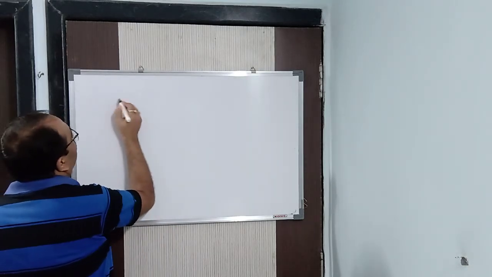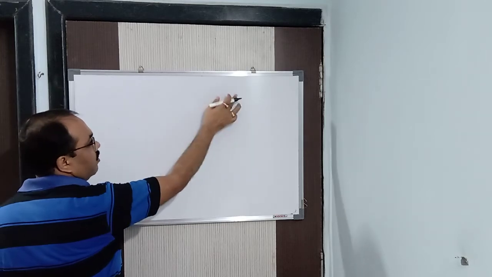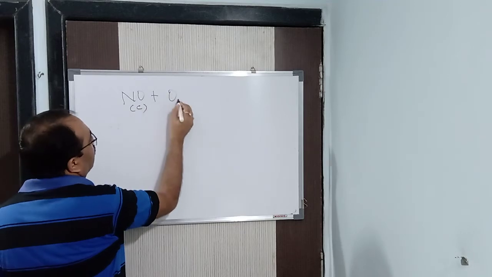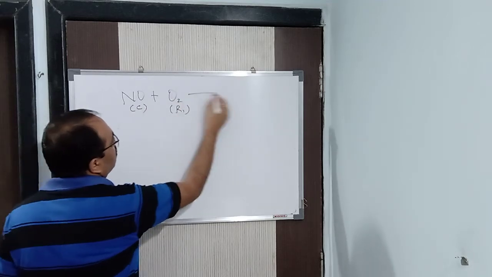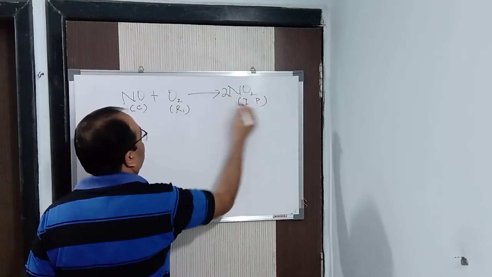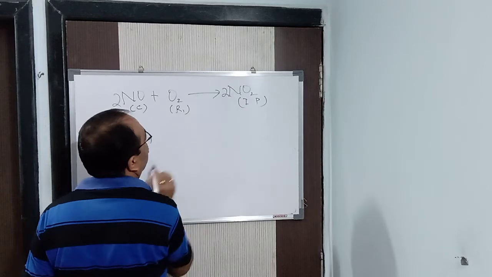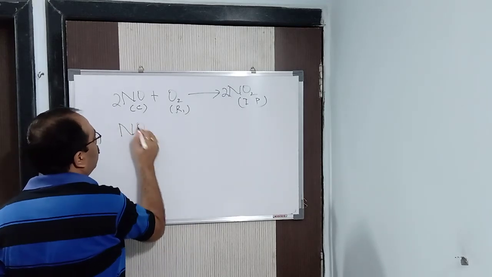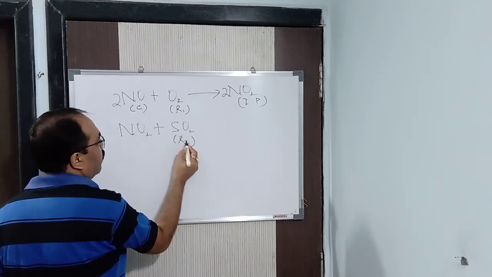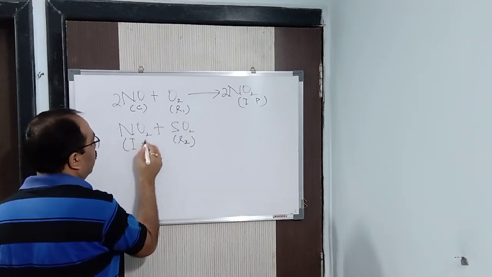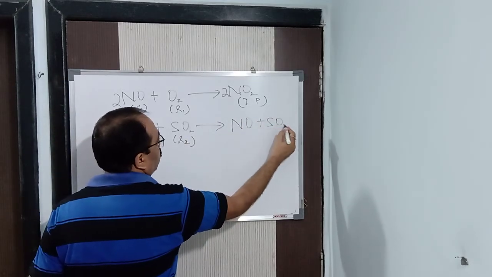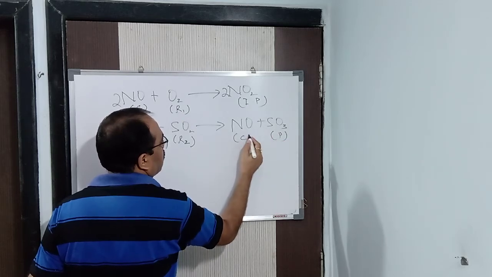Here SO2 plus O2 in the presence of NO gives SO3. In the first step, NO, the catalyst, reacts with one of the reactants, oxygen, to form NO2, which is your intermediate product: 2NO plus O2 gives 2NO2. Now NO2 reacts with another reactant, SO2, to form NO plus SO3. This is your product and this is your catalyst.